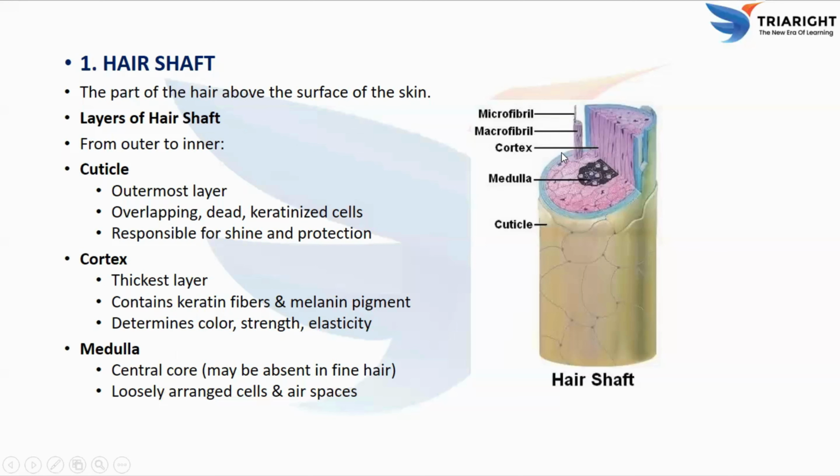And medulla, it's the center of the hair shaft. This is loosely packed dark cells in the core. So this helps you to differentiate the three layers of the hair shaft easily. So this is the hair shaft.